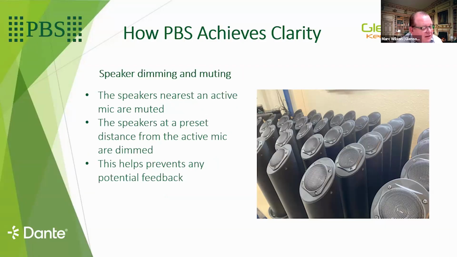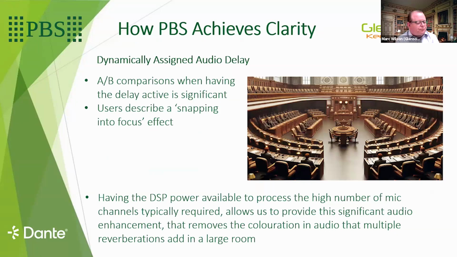We then perform some speaker dimming and muting. Quite straightforward: the speakers nearest an active mic are muted, and the speakers at the next preset level away from the active mic are dimmed. The exact configuration of these is variable on commissioning, and this helps prevent the direct source of any potential feedback, without affecting clarity, because the people in the immediate vicinity will be able to hear regardless.